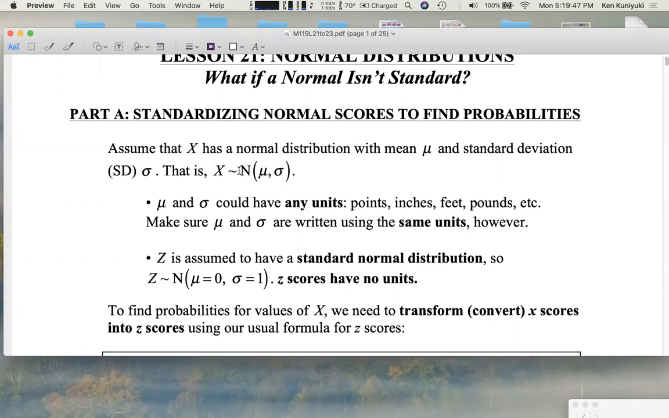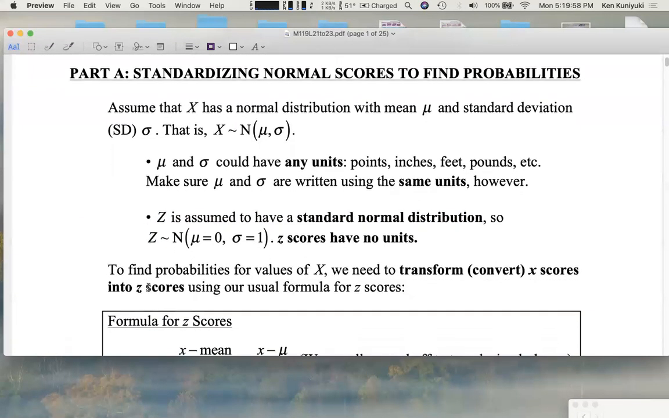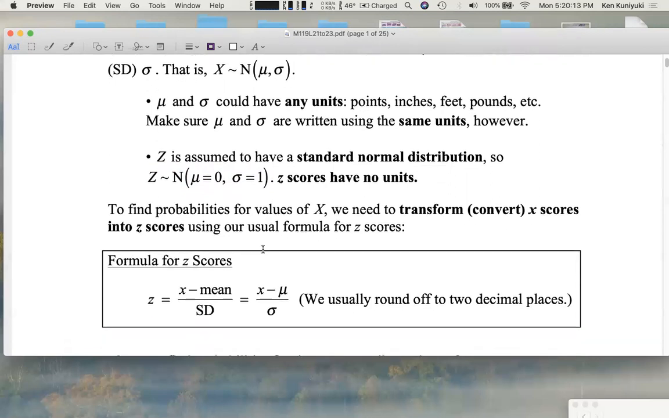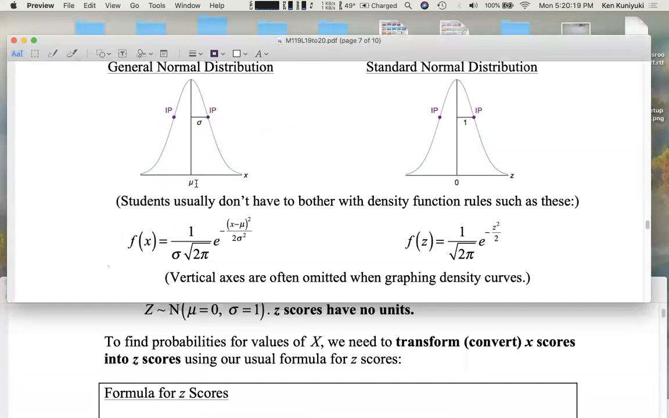Now, we're assuming that X has a general normal distribution. When I write down Z, I'm going to assume that Z has a standard normal distribution, meaning that Z has, as its distribution, a normal distribution with mean 0 and standard dev 1, the standard normal. Z-scores have no units, so these are not going to be in feet or light years or whatever. They have no units. So again, the idea is that we're going to be changing from the normal distribution in general to the standard normal distribution. We're going to engage in a standardizing conversion process.